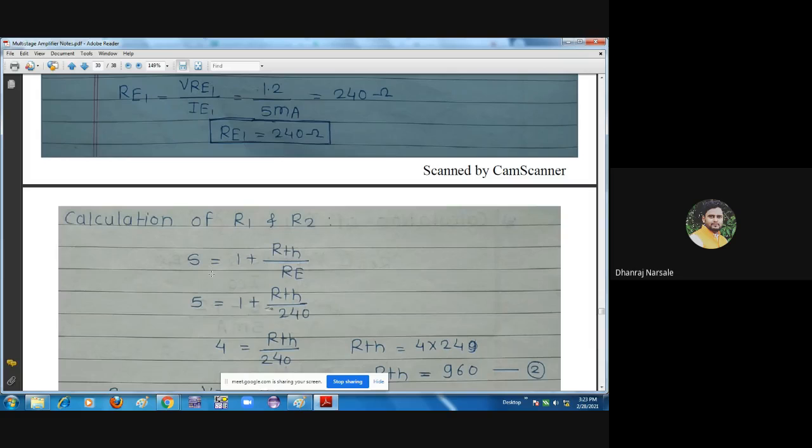All of you clear? How to calculate the value of RE1? RE1 is the emitter stabilizing resistor. So step number 1 is the same for RC coupled amplifier and direct coupled amplifier.